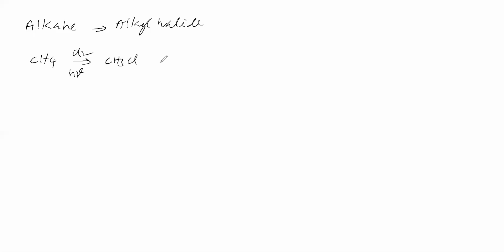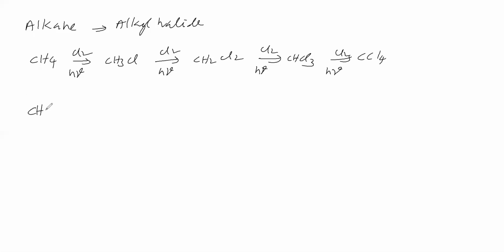It is called free radical substitution. Again, it is treated with chlorine and sunlight. We are getting methylene chloride. Again, with chlorine and sunlight, we are getting chloroform. Again, on treating with chlorine and sunlight, we are getting carbon tetrachloride. So methane on chlorination gives methyl chloride, methylene chloride, then chloroform, then carbon tetrachloride.